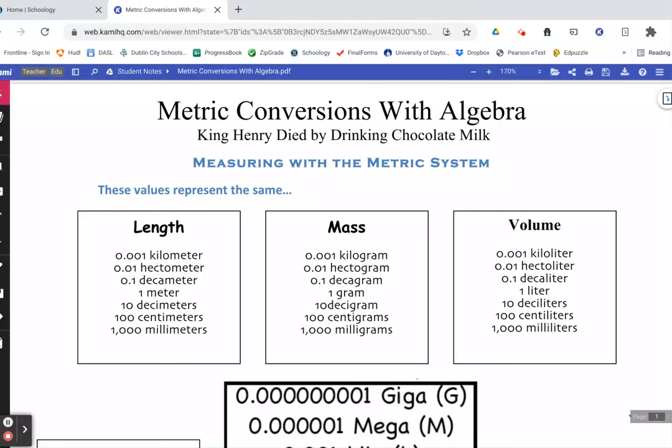Hey, everybody, and welcome to Metric Conversions, dimensional analysis to metric conversions. Okay. Again, guys and gals, if you weren't in class, that's okay. We're going to quickly go through this.